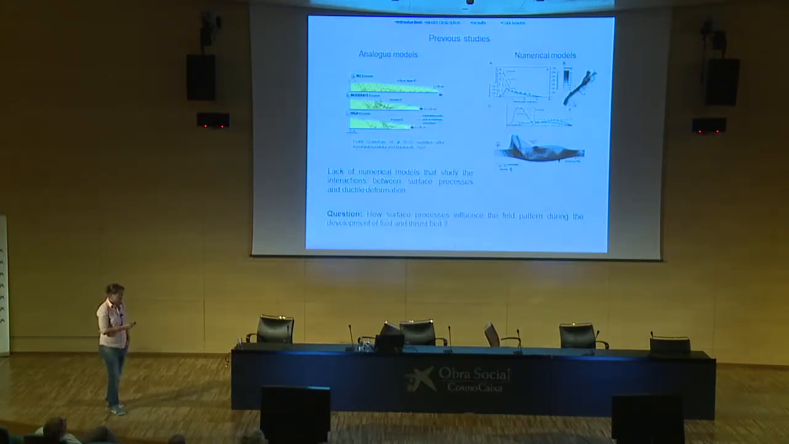So many studies have been done on brittle deformation, but there is little study on the interaction between surface processes and folding, and most of the studies that exist remain at the scale of a single fold. So in our work, we address the following question: how could surface processes influence the fold pattern during the development of a fold and thrust belt?